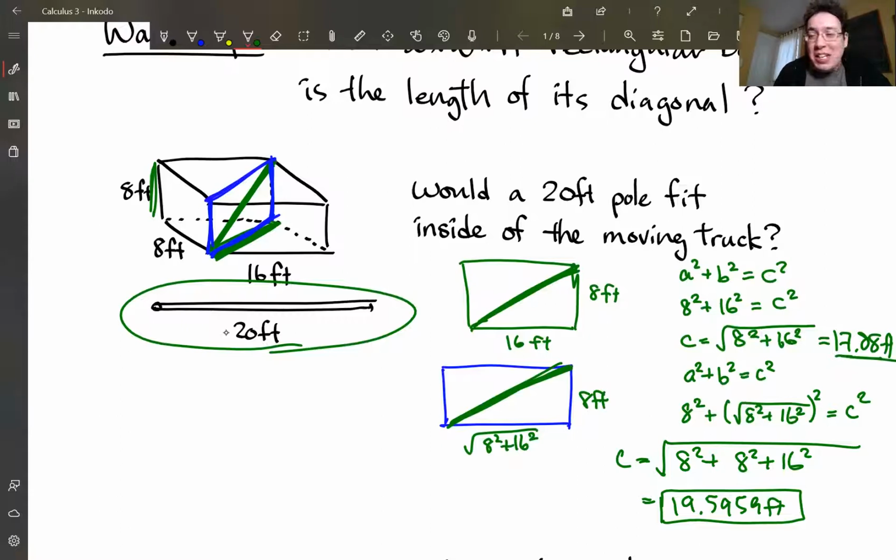So it'd be nice if you were able to compute this beforehand, right? Before you rented the truck, to see if you can fit the pole, or maybe you can upgrade to the next size so you could get that in there. But here we go. So that's how we computed the longest pole that would fit in that rectangular solid container. All right.